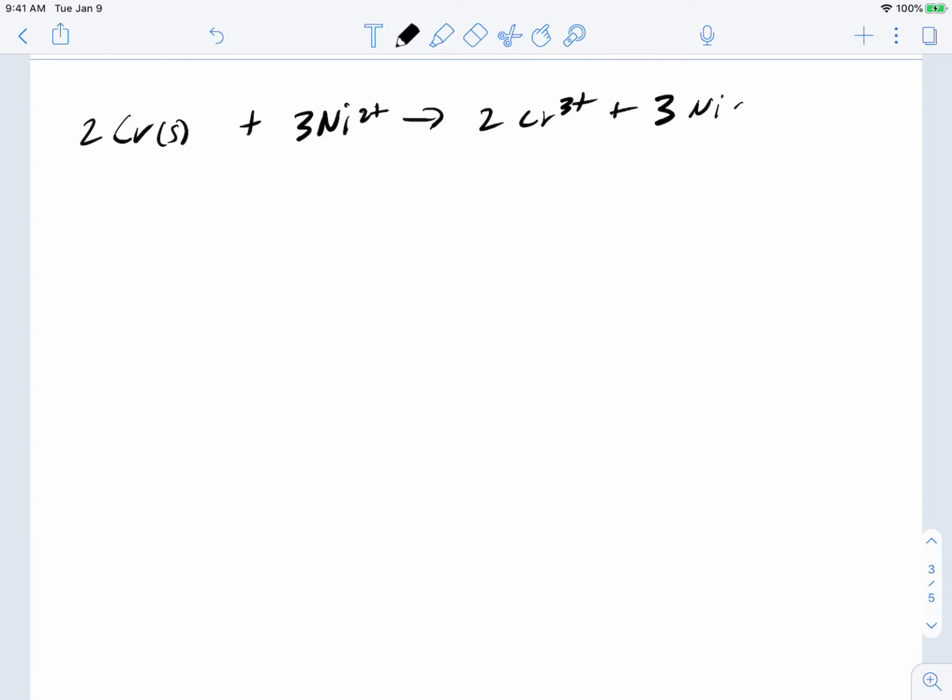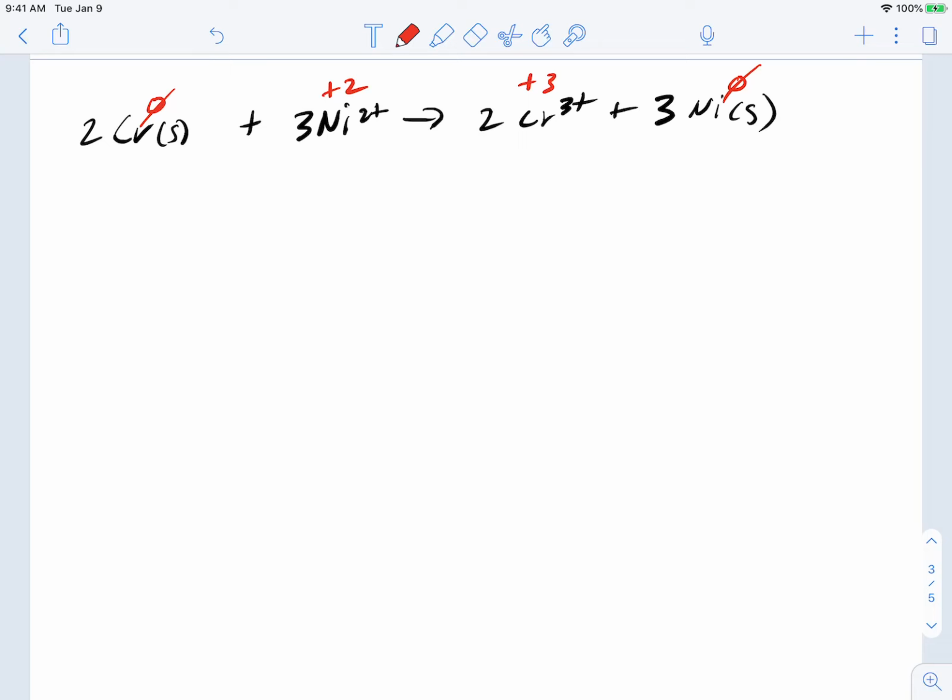3 nickel solid. This is a very simple one, and we can use this as a good example of how to approach these. So the first thing you always want to do is just assign oxidation numbers. Metals as solids are always 0. Ions are always their charge. So that was actually super simple for that.